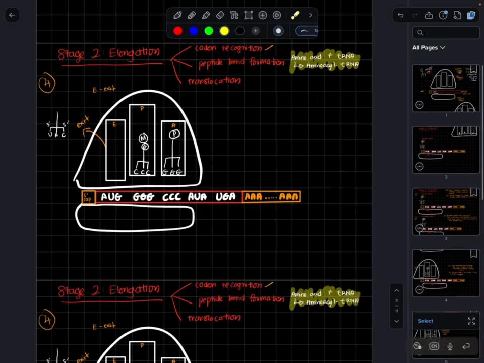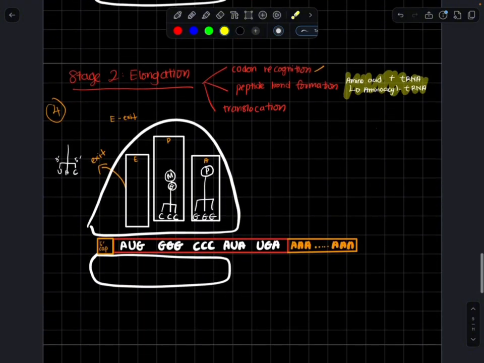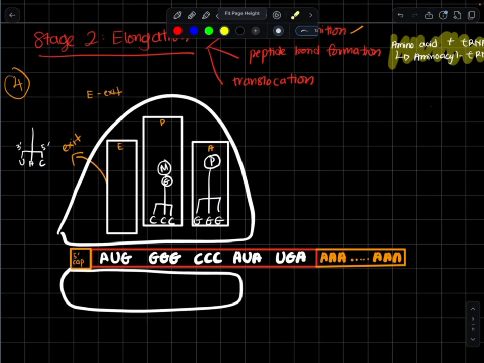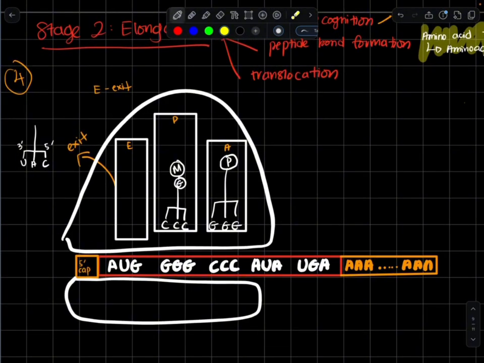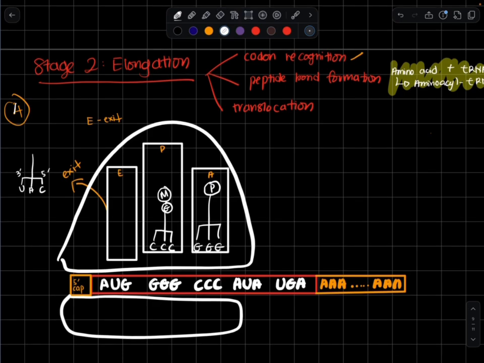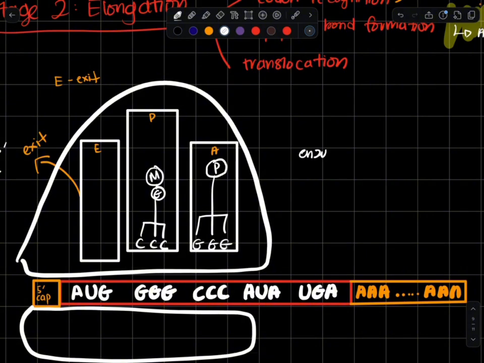So for this one kamu akan lukis. Untuk peptide bond formation, ingat akan berlakunya bonding kan. Ingat enzim apa? So the enzyme will be peptidyl transferase. Okay, so put it over here. Enzyme peptidyl transferase.